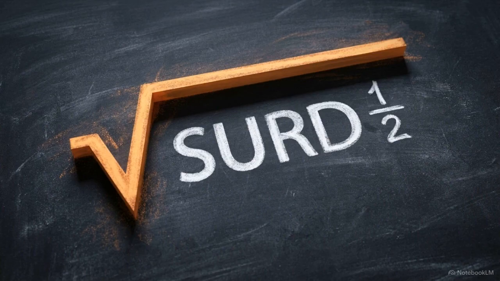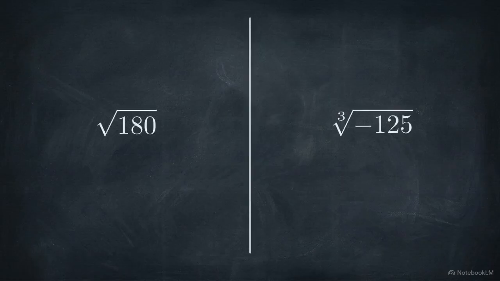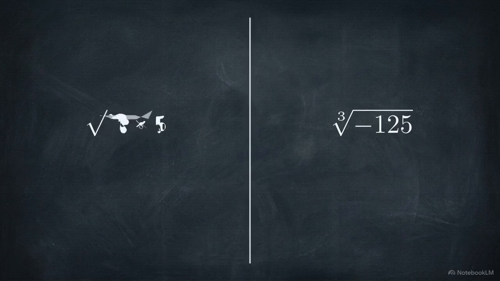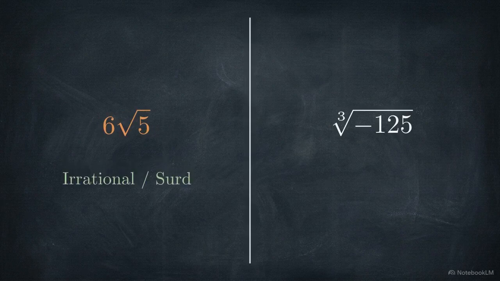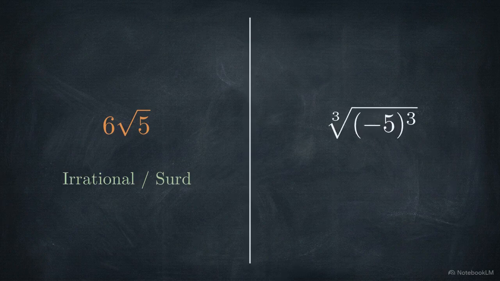Now let's look at roots. A surd is a specific type of irrational number, the root of a rational number that yields an irrational result. Not every number under a radical sign is a surd. The square root of 180 simplifies to 6 root 5. Since it remains non-repeating and infinite, it is a true surd. But the cube root of negative 125 resolves to exactly -5, which is an integer.